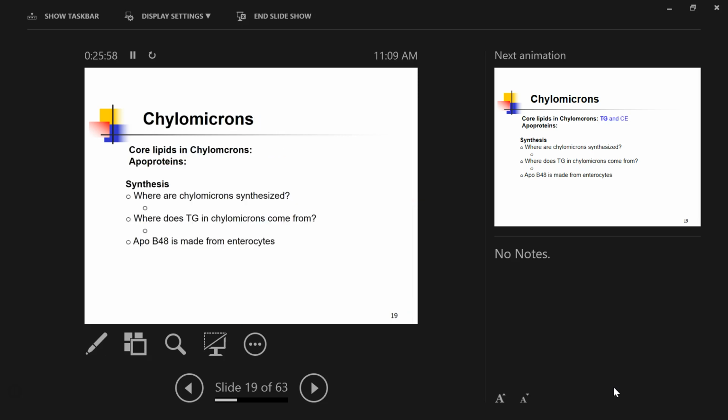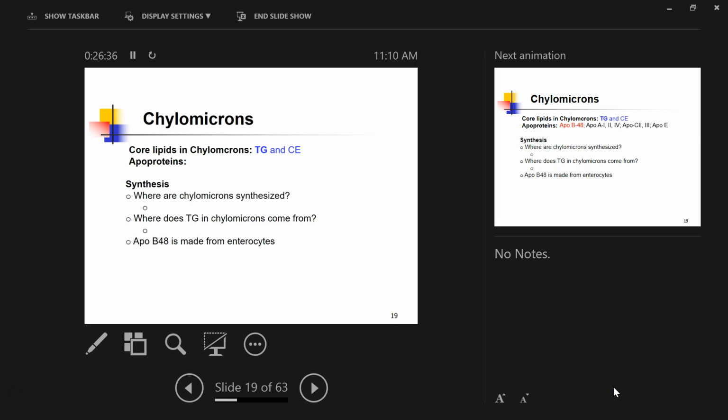Now let's talk about chylomicron. So what are the core lipids in chylomicron? I will show you the table, right? You still remember? Triglycerides and cholesterol esters, right? So both, but I highlight triglyceride to mean that there is more triglyceride in the core in the chylomicron than the cholesterol esters, right? So about 85% of core lipids are triglyceride.